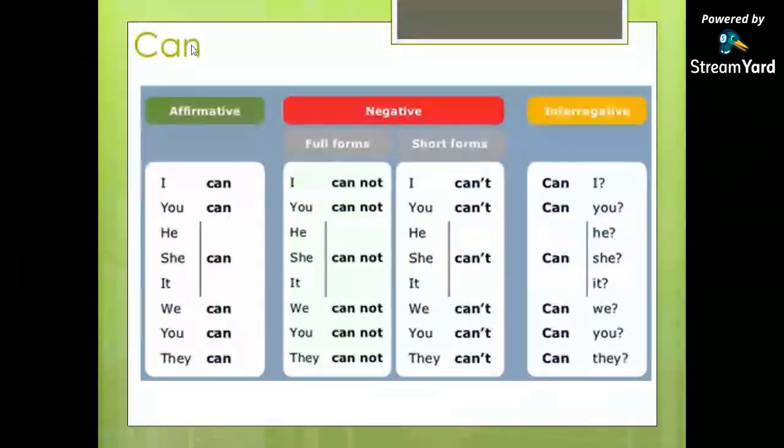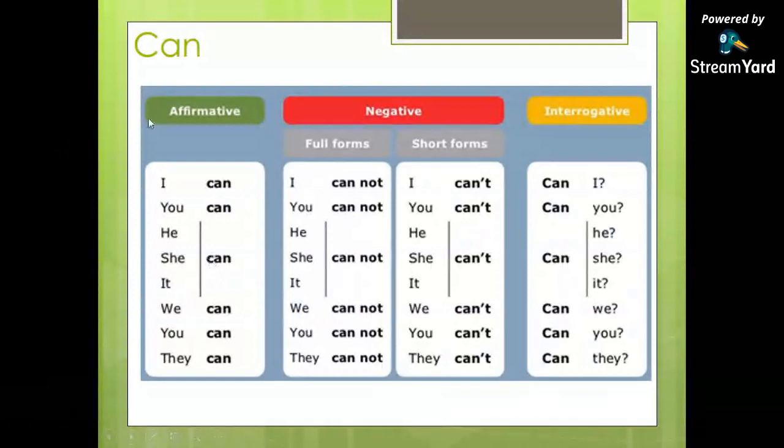This, we are talking about the verb can. It is a special or an exception verb. So we don't use he, she, or it with cans. It is wrong. We use just can.